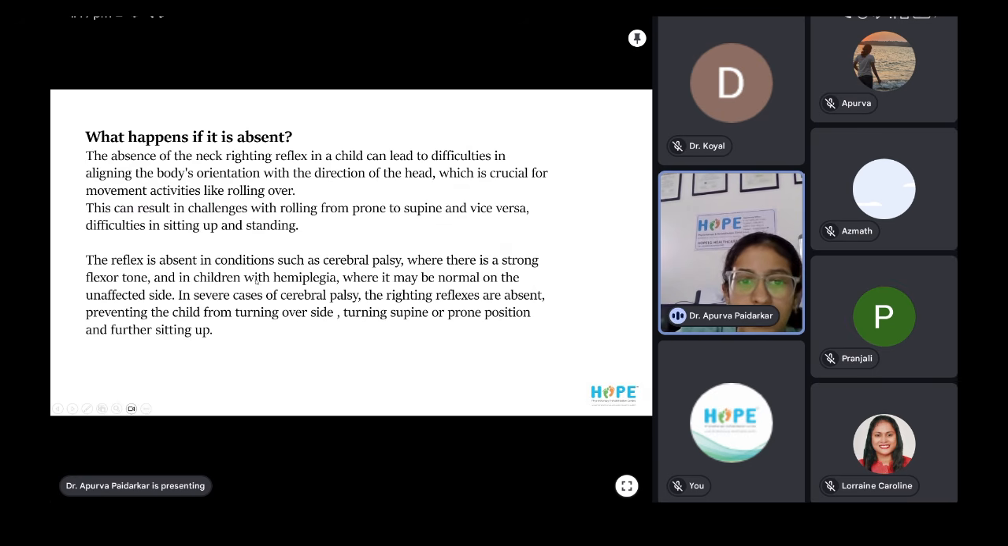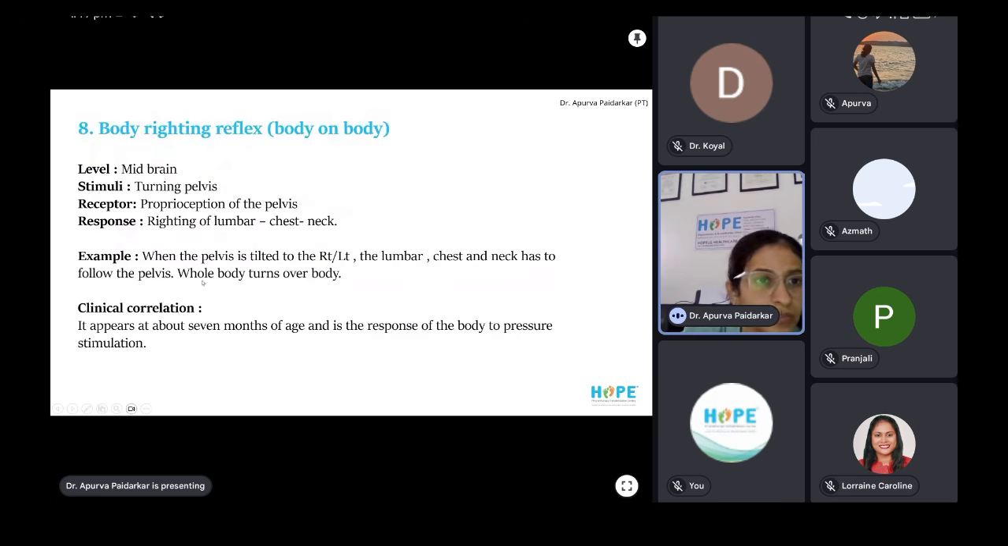The reflex is absent in conditions such as cerebral palsy, where there is a strong flexor tone. In children with hemiplegia, it may be normal on the unaffected side, but it is a problem on the affected side. And in severe cases of cerebral palsy, the righting reflexes are usually absent, preventing the child from turning from side over or turning from supine to prone position, and further sitting up.